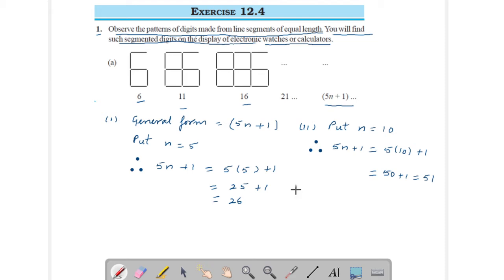Now third part, put n is equal to 100. Therefore, 5n plus 1 equal to 5 into 100 plus 1. 5 into 100, it is 500, plus 1 equal to 501. This is your answer.